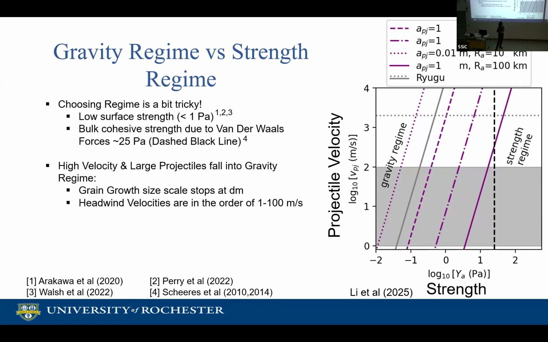But something to note, though, is that grain growth from coagulation fragmentation models tends to scale up to about a decimeter, so about 10 centimeters. And headwind velocities, as we were previously mentioning, are about 1 to 100 meters a second.